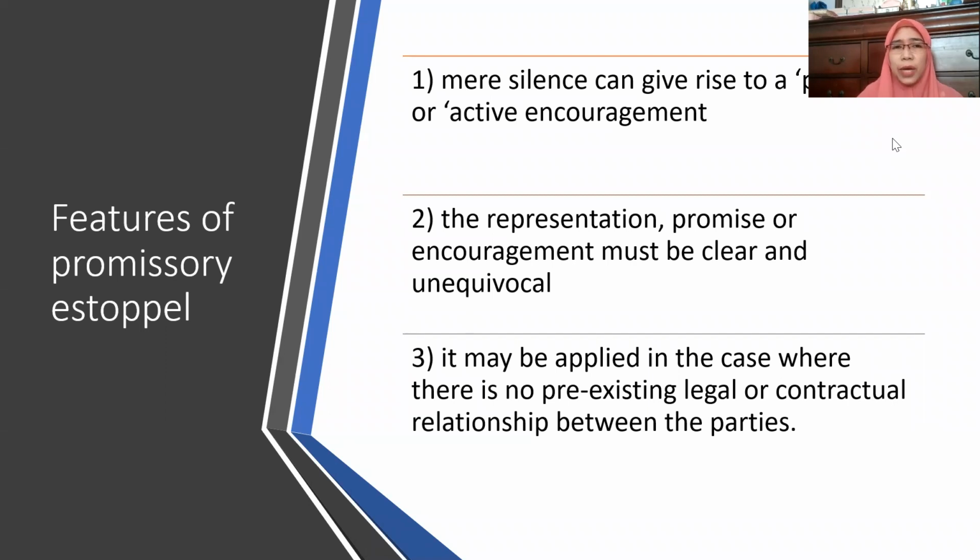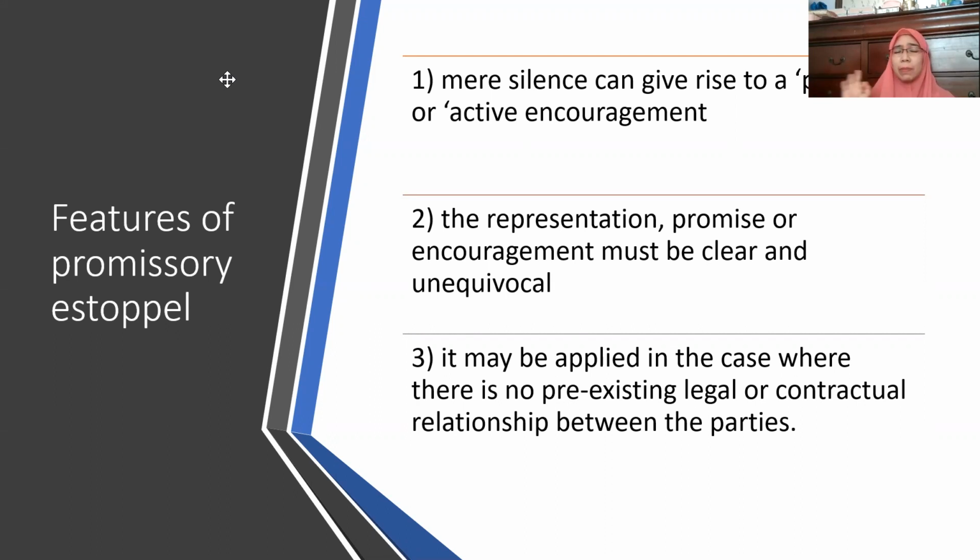We go to the features. We have, for the purpose of the discussion, broken it into 6 altogether. The first one is that mere silence can give rise to a promise or active encouragement. And then a representation or promise or encouragement must be clear and unequivocal. The third one, it may be applied even where there was no pre-existing legal or contractual relationship between the parties.